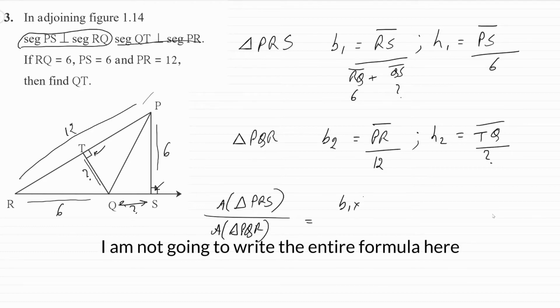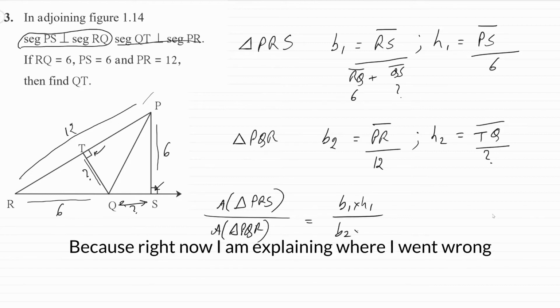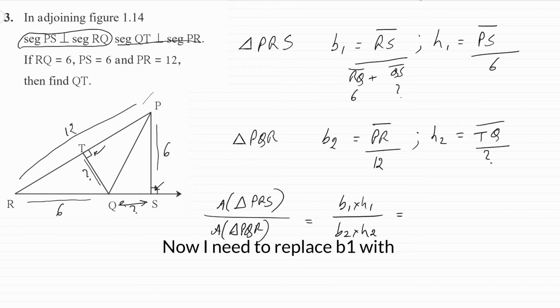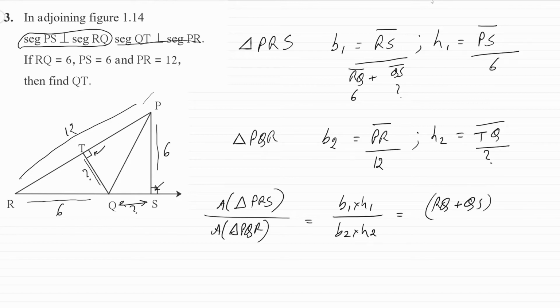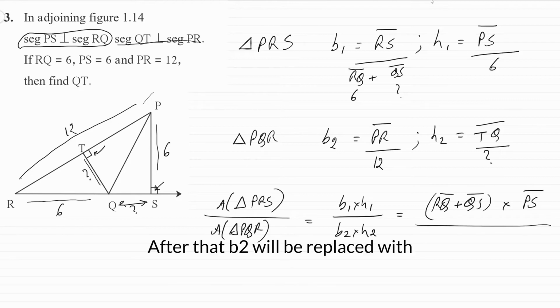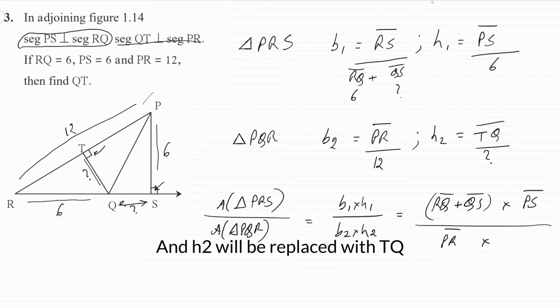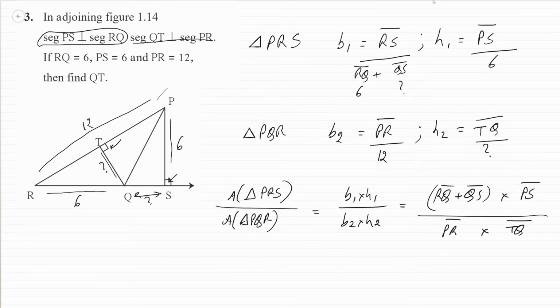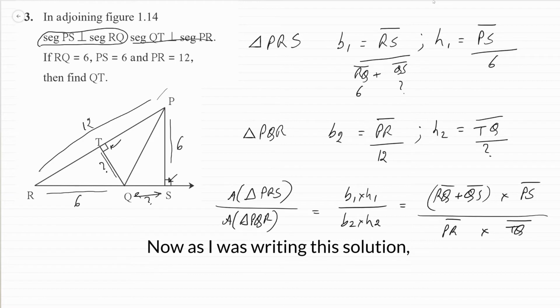फिर उसका जो फॉर्मूला है वो मैं पूरा नहीं लिखूंगा यहाँ पर, क्योंकि मैं एक्सप्लेन कर रहा हूँ कि कहाँ मैं गलत जा रहा था, ओके. अभी B1 की जगह मुझे RQ प्लस QS लिखना पड़ेगा, मल्टीप्लाइड, और H1 की जगह मुझे PS लिखना पड़ेगा, ओके. बाद में B2 की जगह मैं PR लिखूंगा और H2 की जगह मैं TQ लिखूंगा.